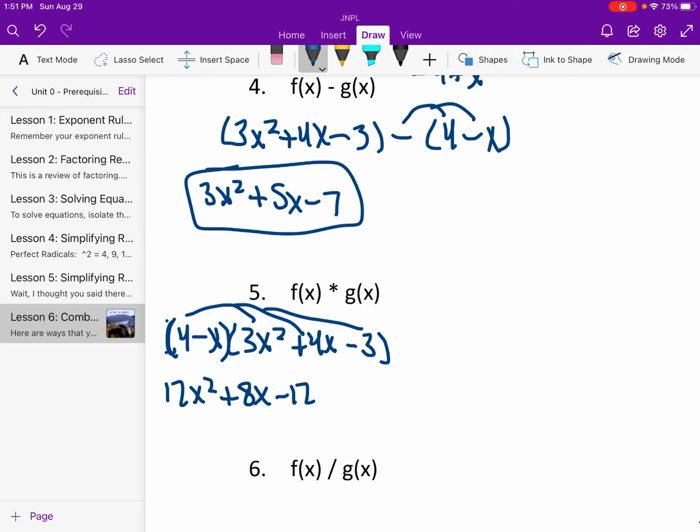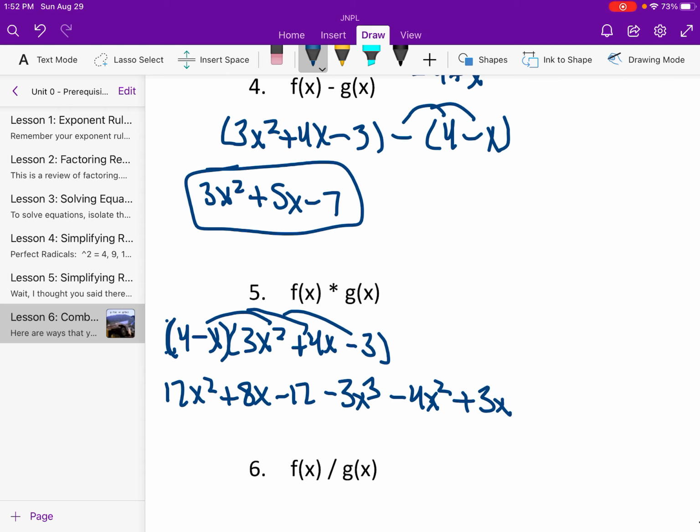Then minus x, I'll erase this now. We are now distributing the negative x. Negative x times 3x squared would give us negative 3x cubed, because you add the exponents, 1 here, 2 here. Negative x times 4x would give you minus 4x squared, once again adding the exponents, 1 plus 1. Negative x times negative 3 would give you positive 3x.